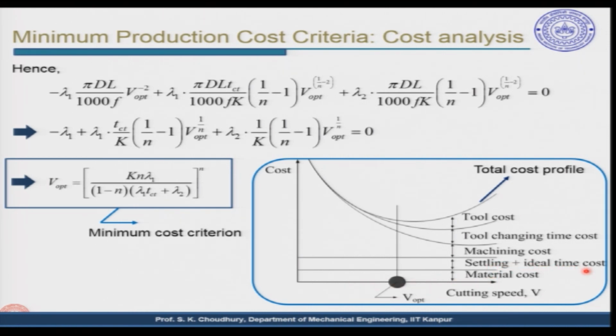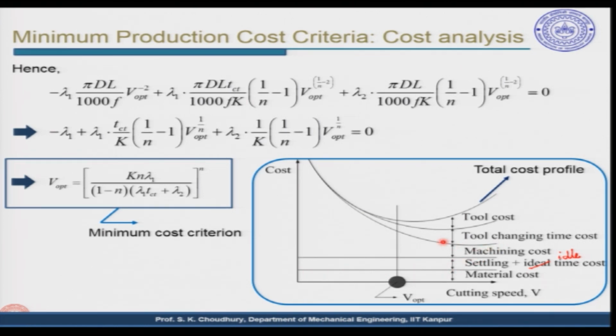Settling plus idle time cost, which is R2, also remains constant along the cutting speed, meaning that as the cutting speed is increasing, there is no effect on the material cost or the settling plus idle time cost. Once again, please correct it: this is not "ideal", but "idle", I-D-L-E, idle time, when it is stopped, when it is not working. So, these two costs will remain constant.